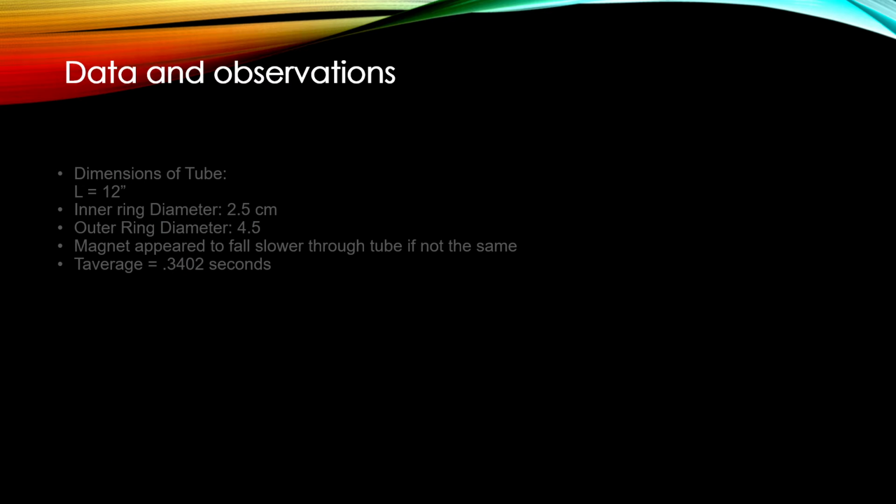The following data and observations were gathered in the lab. The dimensions of the tube are as follows. The length of the tube was 12 inches, or about 0.3 meters. The inner ring diameter from the end of the cardboard tube to the other end of the cardboard tube was 2.5 centimeters, and the outer ring diameter from end to end of the foil was 4.5 centimeters, meaning the thickness of the foil was about 1 centimeter.